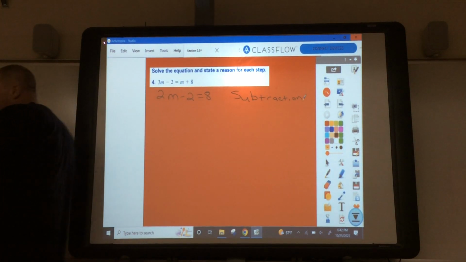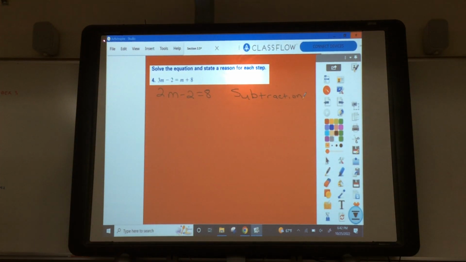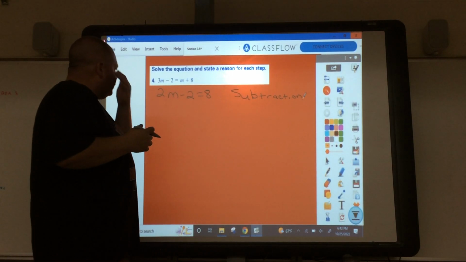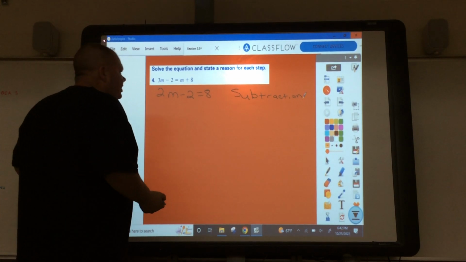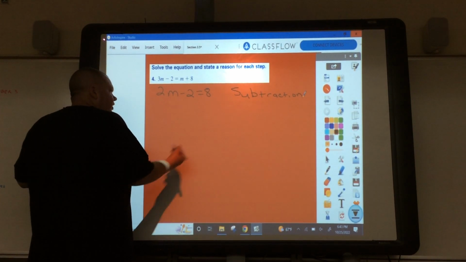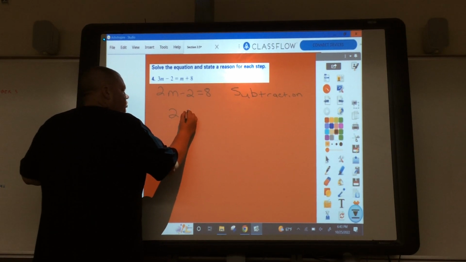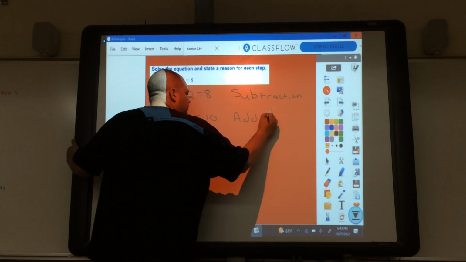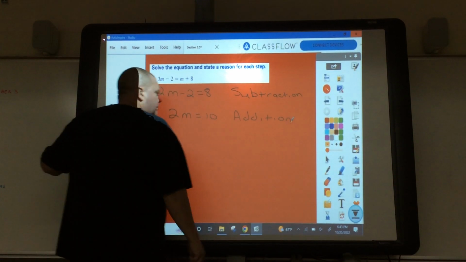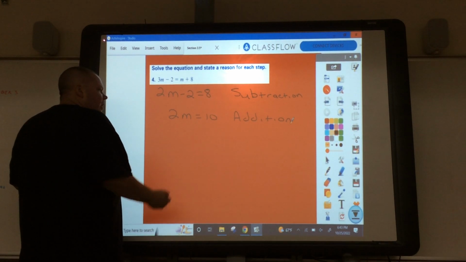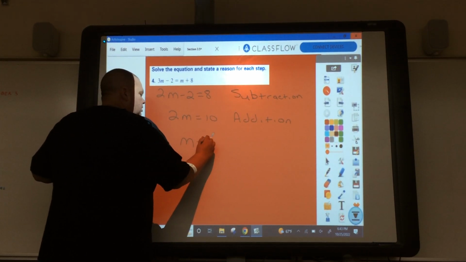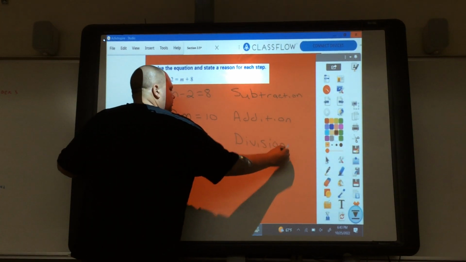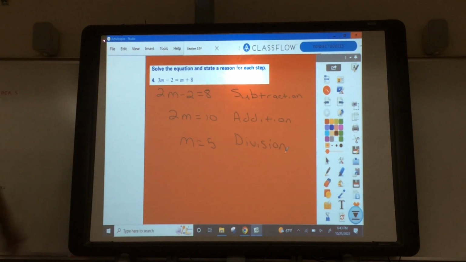Now, as you've gone through the class, you've constantly had to show the work, and that's something we're going to normally do, but for tonight we're going to go through the problems this way. What's the next thing that we would do at this point? You're going to add 2. So that means 2m is going to equal 10. That's done by addition. And then to finish off the problem, we're going to divide both sides by 2, so m equals 5, and that's the division property. Any questions on that?